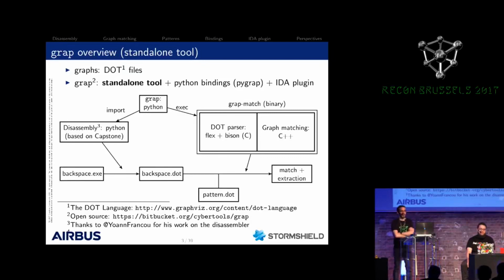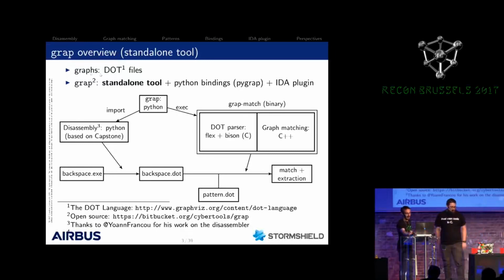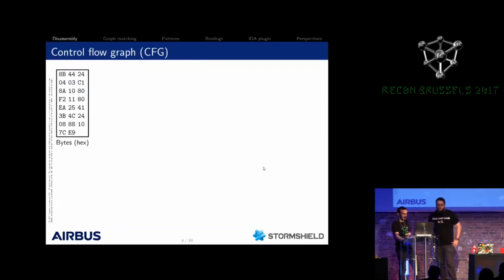A typical workflow for our analysis with GRAP will be to write patterns. That's what we have here, pattern.dot. So you will write a pattern for Backspace. Then you want to analyze backspace.exe, so you give it to the disassembler that will give you backspace.dot, which is the disassembled part as a graph. Then you give the pattern and the disassembled graph to the graph matching library that will give you matches and extract the instructions that you were interested in.